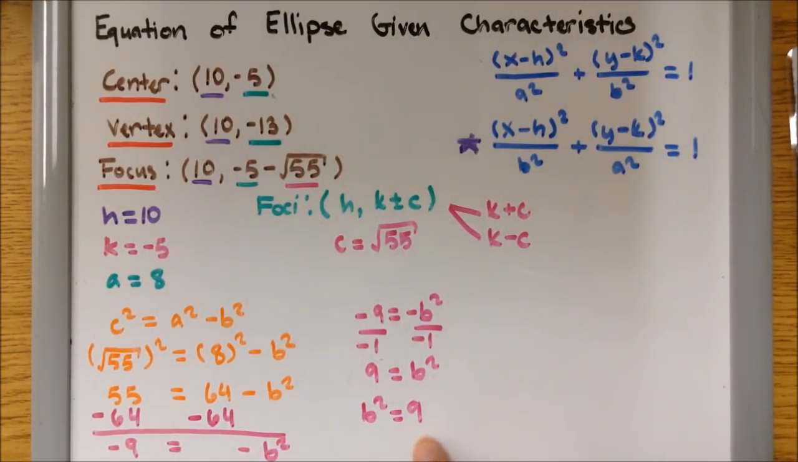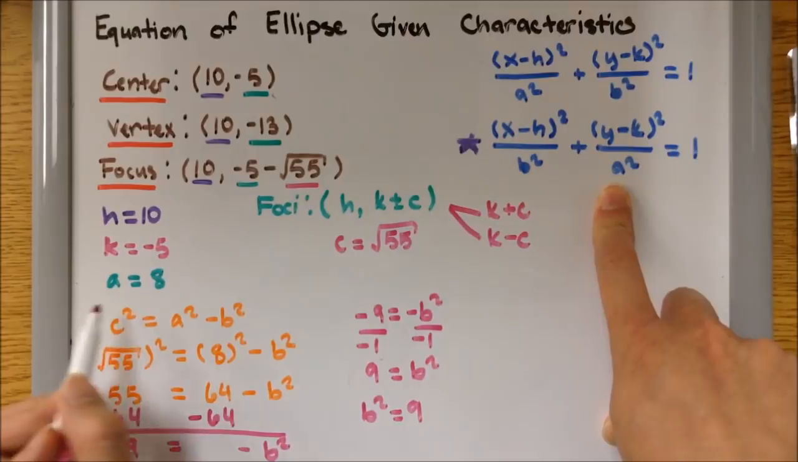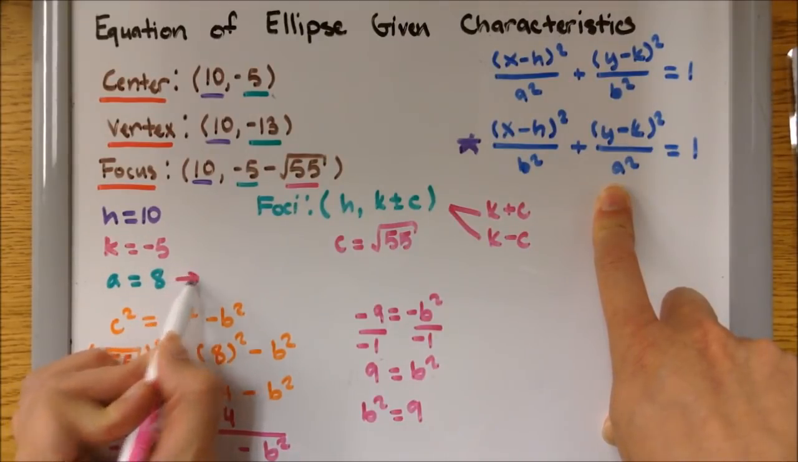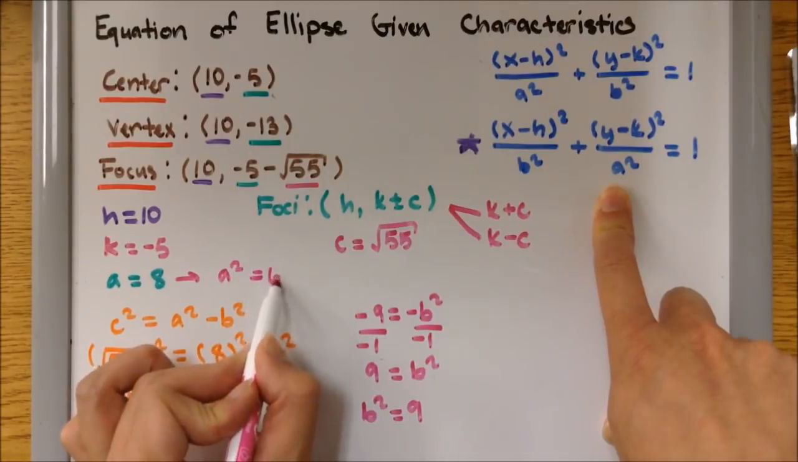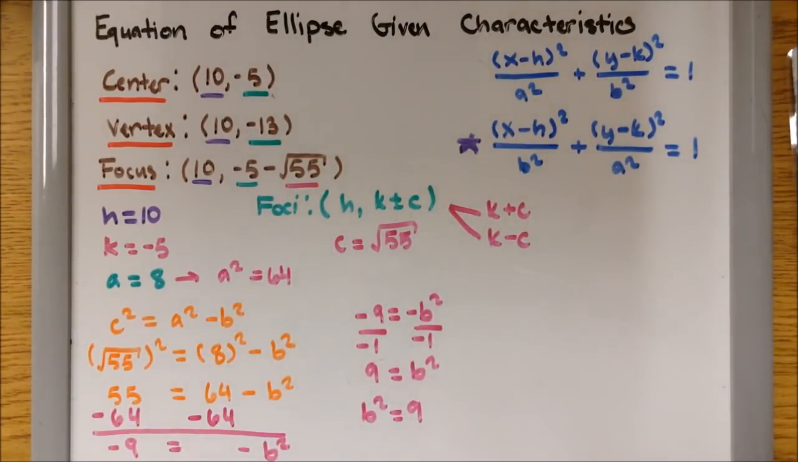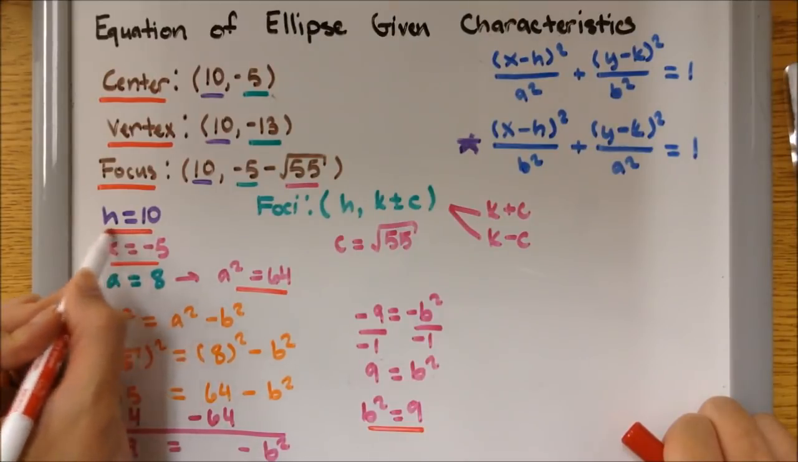So all I have to do is just plug 9 into that b squared, but since in this form I needed a squared, since a is equal to 8, a squared is 64. So we got our h, we got our k, we got our a squared, we got our b squared, which I'm going to underline here, here, here, and here.